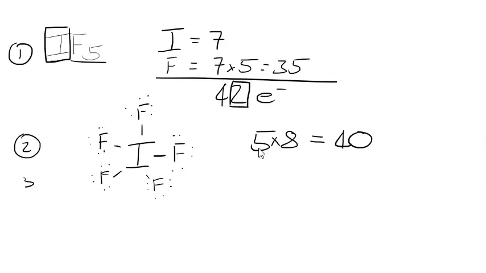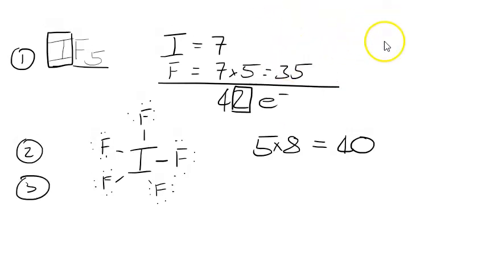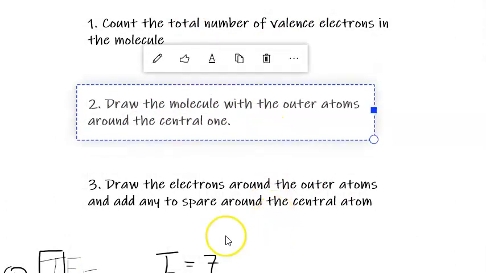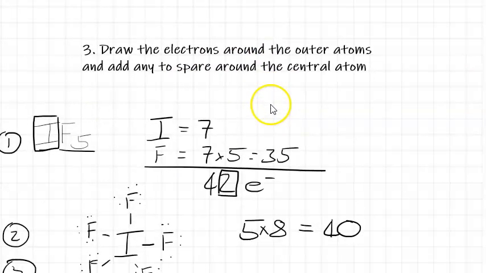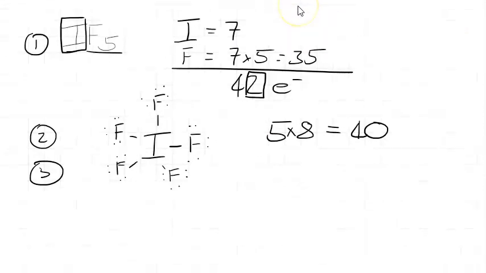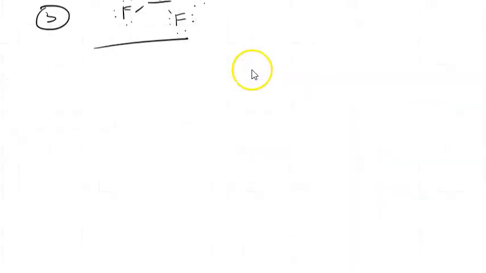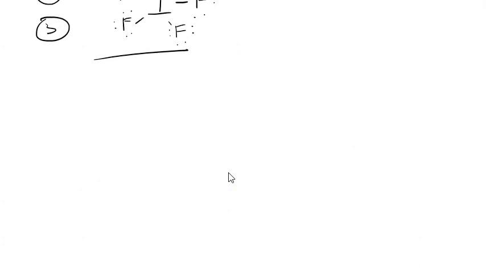So if we go to step 3, we've done step 1, we've counted the total number of valence electrons. Step 2, we've drawn the molecule. Then step 3, we've drawn the electrons around the outer atoms, and we just need to add in those extra 2 electrons, and we put them around the central atom like that. So that now gives us our total of 42 electrons. We've used them all up, and there you go, there's our Lewis diagram. We'll look at how to name shapes in the next video. In this video we're just looking at how to do diagrams.